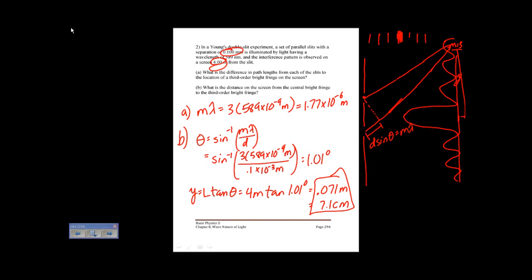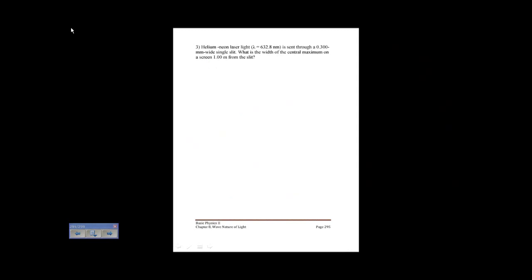Number 2. A helium neon laser, 632.8 nanometers, is sent through a 0.3 millimeter wide single slit. What is the width of the central maximum on a screen 1 meter from the slit? So these work out very similarly.